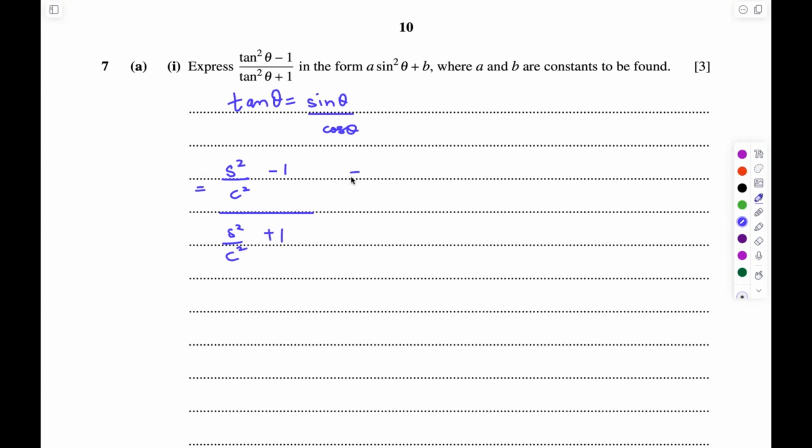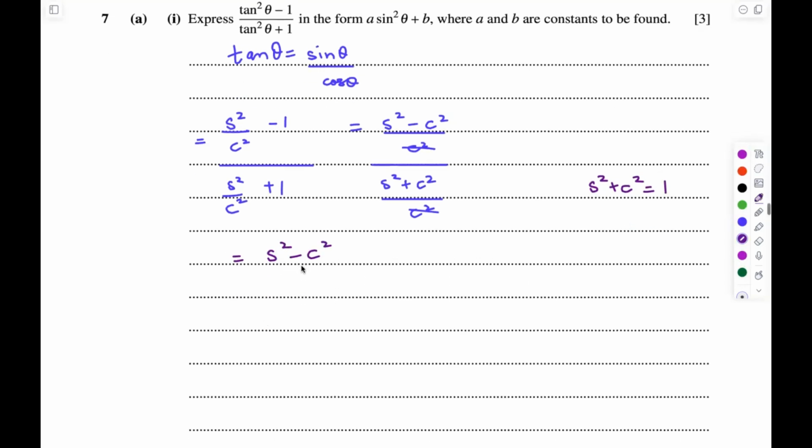Now taking the LCM in the numerator, we'll get sine squared minus cos squared upon cos squared. And the denominator will become sine squared plus cos squared upon cos squared. So cos squared and cos squared, as they're in the denominator, will cancel out. So sine squared plus cos squared is equals to 1. So we'll get sine squared minus cos squared in the numerator, divided by 1. Now, as we have to bring our equation in the complete sine squared form, cos squared is given as 1 minus sine squared.